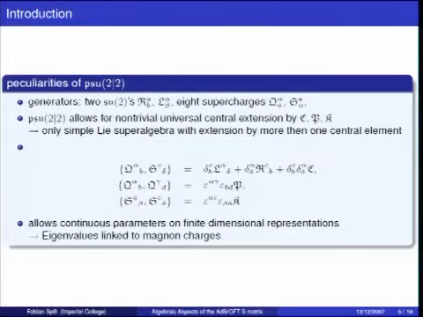So just to fix the notation, this PSU(2|2) consists of two SU(2)s, which we call R and L, and eight supercharges, Q and S, which transform in spin 1/2 under the appropriate SU(2)s. So this is meant by those indices. And quite important about this algebra is, even though this is a simple Lie superalgebra, it's the only one which allows for a universal central extension by three central charges, C, P, K.